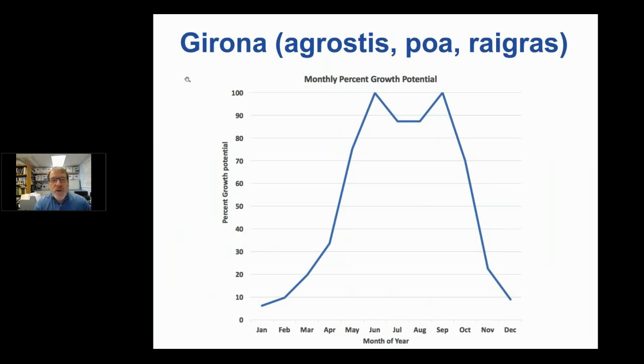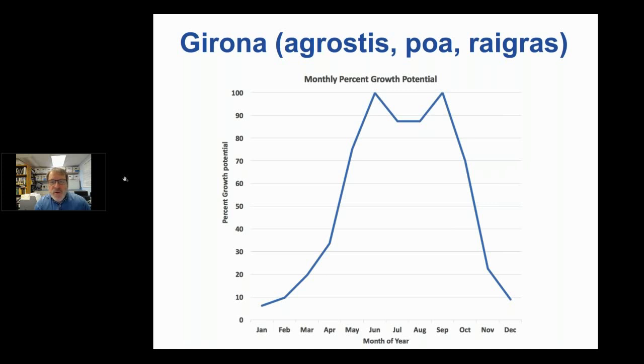Now, when we look at growth, and we're looking at the growth potential for bentgrass, Poa, and ryegrass, if you're not familiar with that, you can let me know, and we'll figure out a way to get you some more information. But the weather conditions indicate that the growth will increase up through the months of May. It gets a little bit hot in June and July, and then it grows better again as it cools down.